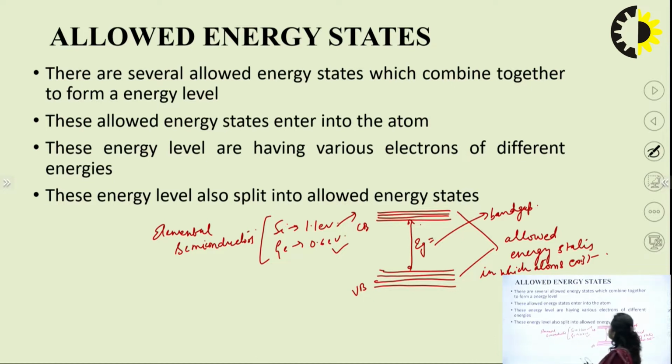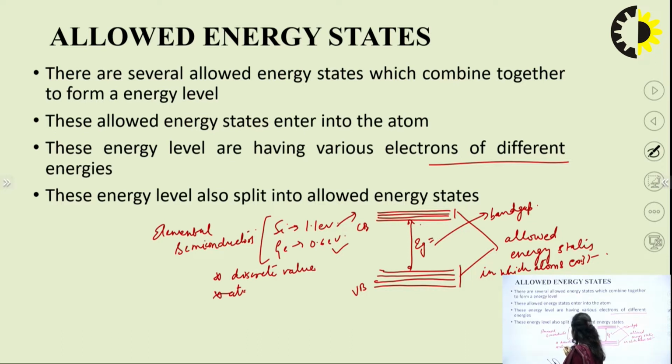These allowed energy states enter into the atom. These energy levels have various electrons of different energy, and these energy levels also split into allowed energy states. You can see from here that I have split the energy states, the conduction band and the valence band, into allowed energy states. The atoms will reside only in these allowed energy states, and they have discrete values. So the first point is that it has a discrete value, and the atom is in an allowed energy state.